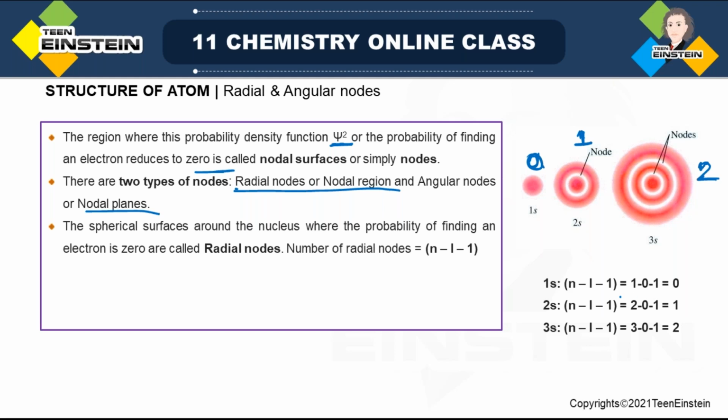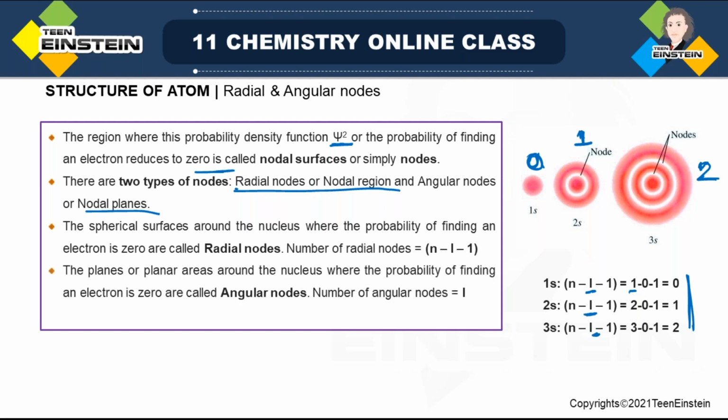For 1s, it is 1 minus 0 minus 1, because l values are always 0 for s. And n is increasing from 1 to 2 to 3. So that is why we are getting 0, 1 and 2, which you can see in the picture. Though it is 2-dimensional, you have to imagine it as if it is 3-dimensional.